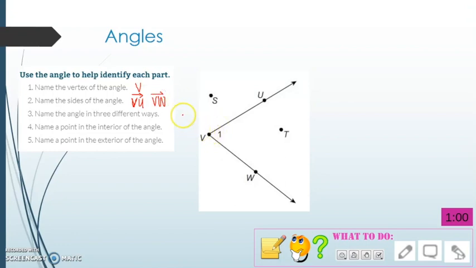Name the angle in 3 different ways. So we can name the angle UVW with V as the vertex in the center. We can also name it in the other order. We could call it angle WVU. V is still in the center. And because it's the only angle that's floating around in this space, we could call it just by its vertex, angle V.